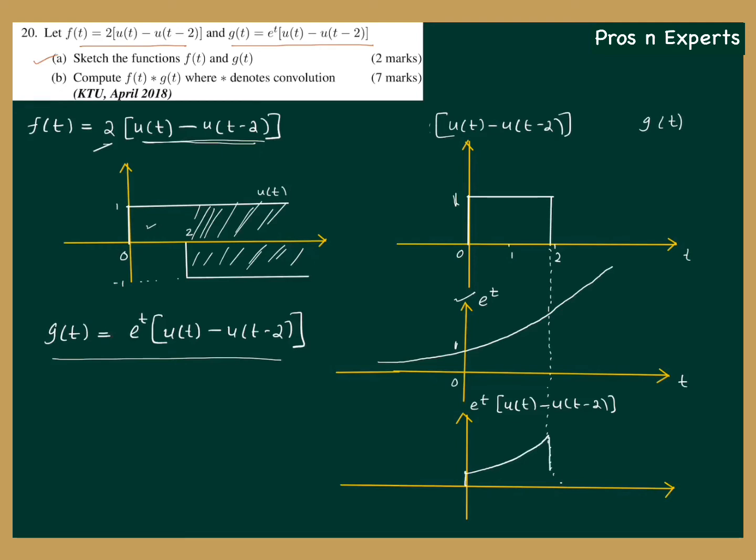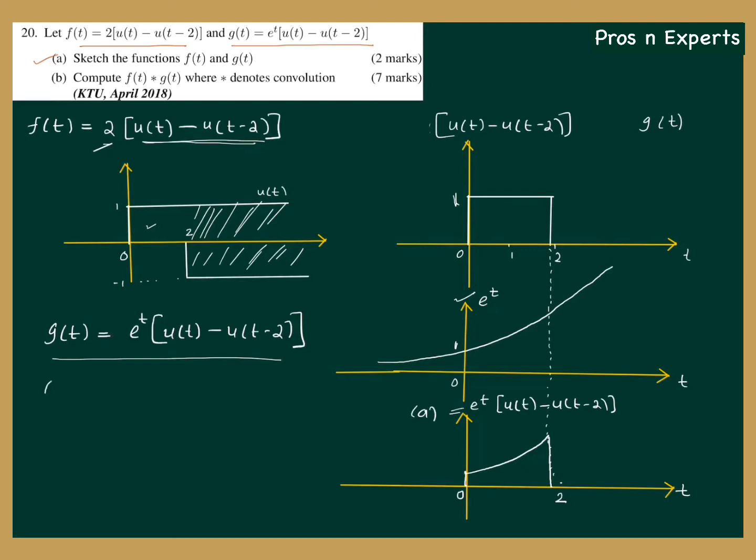All other portions less than 0 and greater than 2 on the time axis for this signal get trimmed off, because you are multiplying it with a gate function, and in this gate function the amplitude is 0 for all time greater than 2 and less than 0. So this is the ultimate answer to question A. You have plotted 2 times u of t minus u of t minus 2, and now e raised to t into u of t minus u of t minus 2.